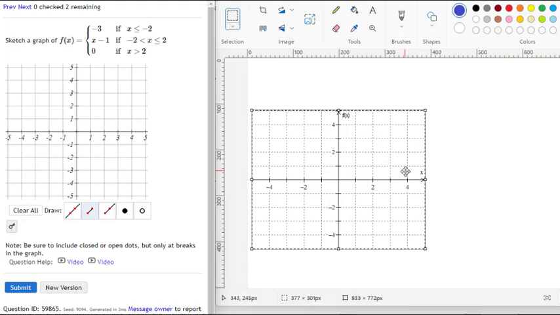In this video, we are going to graph a piecewise defined function, and then we're going to input that piecewise graph into WAMAP in a way that we make sure that we get the correct answer.